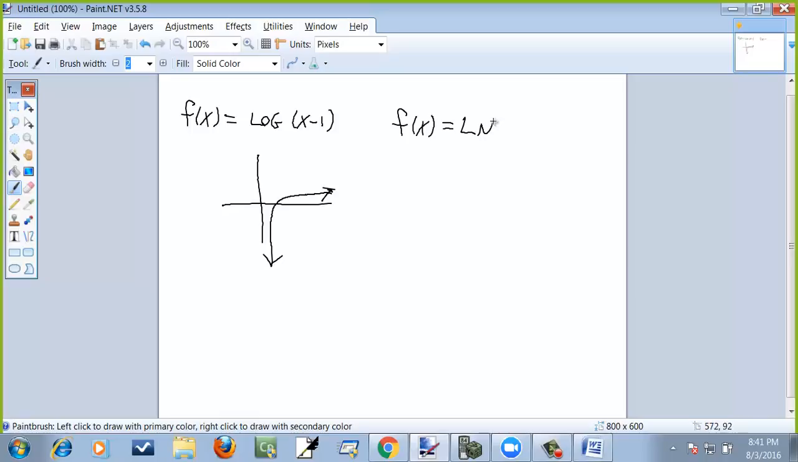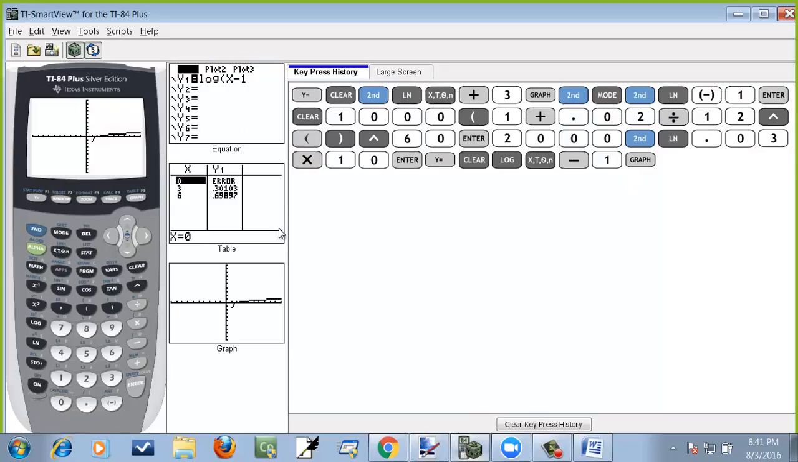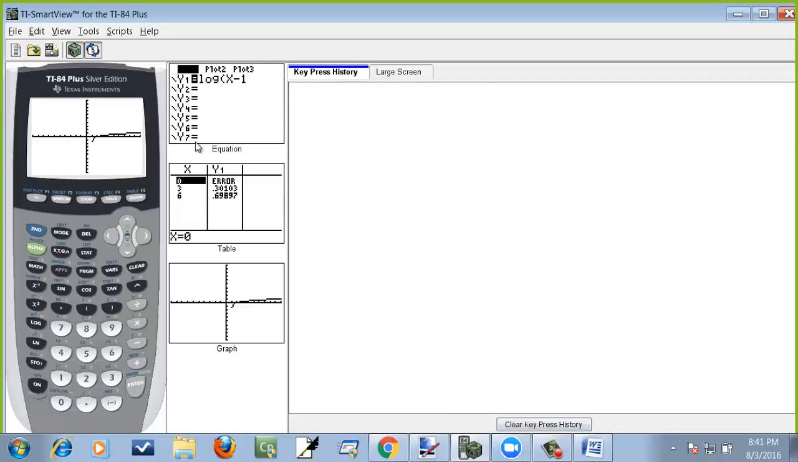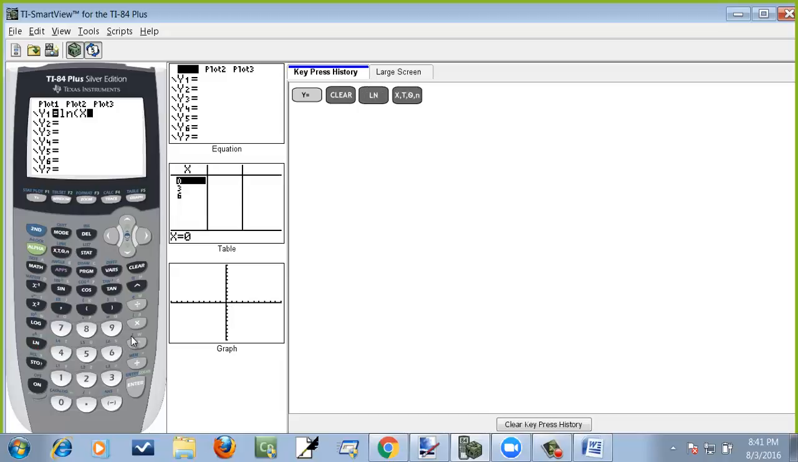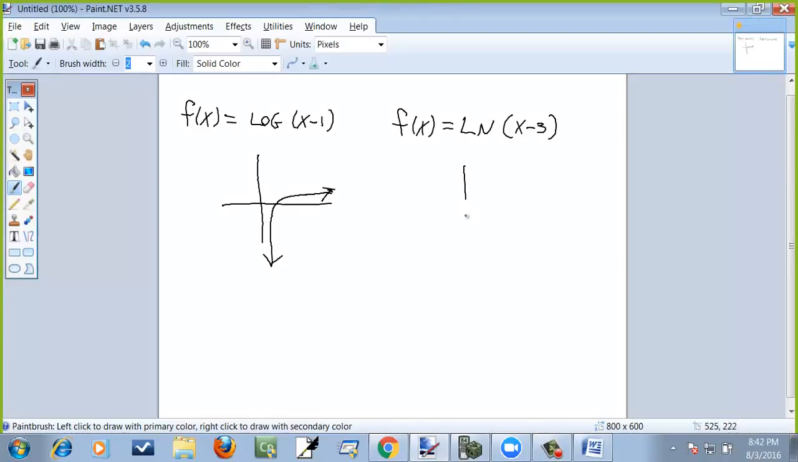Let's take a look at a natural log. Let's say we got natural log of x minus 3. Again, pretty straightforward. I go to my y equals, clear, natural log of x minus 3, and then I press graph. Again, they never just stop like this is looking like. So this is going to go down forever like this. So that would be what your graph looks like. Okay, pretty straightforward. Now let's take a look at another graph.